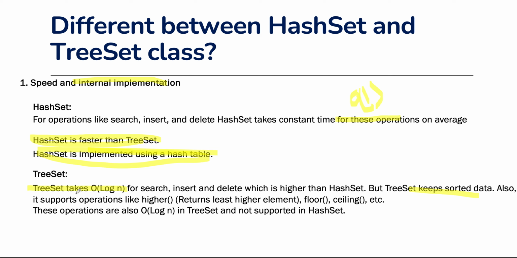Okay, but the advantage of using the tree set is that it is going to maintain the elements in sorted order. So if you want to get the top element, or if you want to get the last element, tree set provides some extra operations like floor, ceiling, and using these operations we will be able to get the highest element or lowest element. These extra operations, floor and ceiling, to get the higher element or the lesser element, also take O(log n) time only, which is not supported in case of hash set.